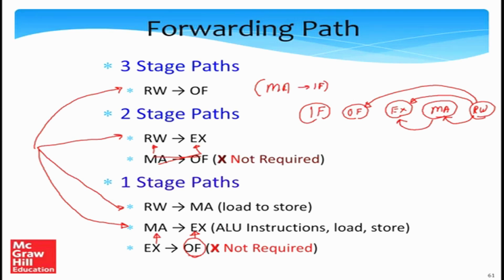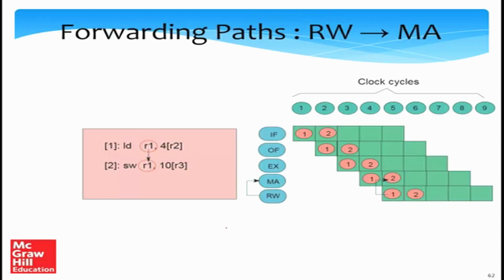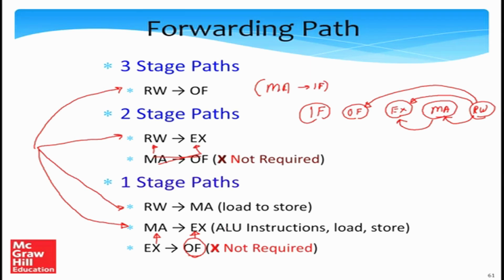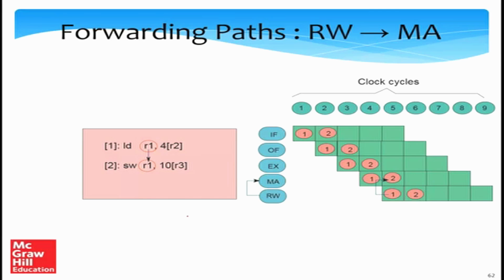Understanding via examples is always much easier. So let's take a look at the RW to MA forwarding path, right? So let's, in no particular order, start taking a look at these forwarding paths. So the RW to MA forwarding path, let me give an example of two instructions.